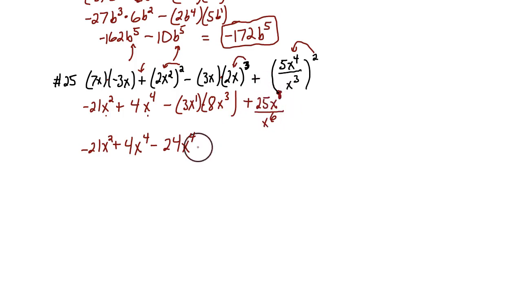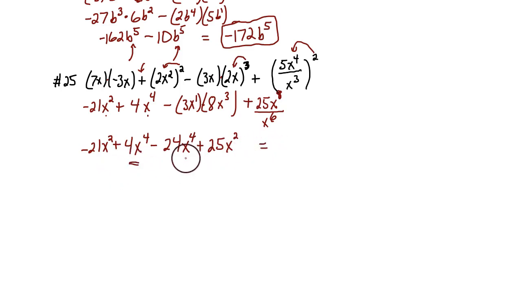Over here on this fractional piece, we can do a little bit of work. We have the coefficient 25. Now let's work on the variables. X to the 8 divided by x to the 6 is x to the 8 minus 6, which is x to the 2. Now we can combine like terms.